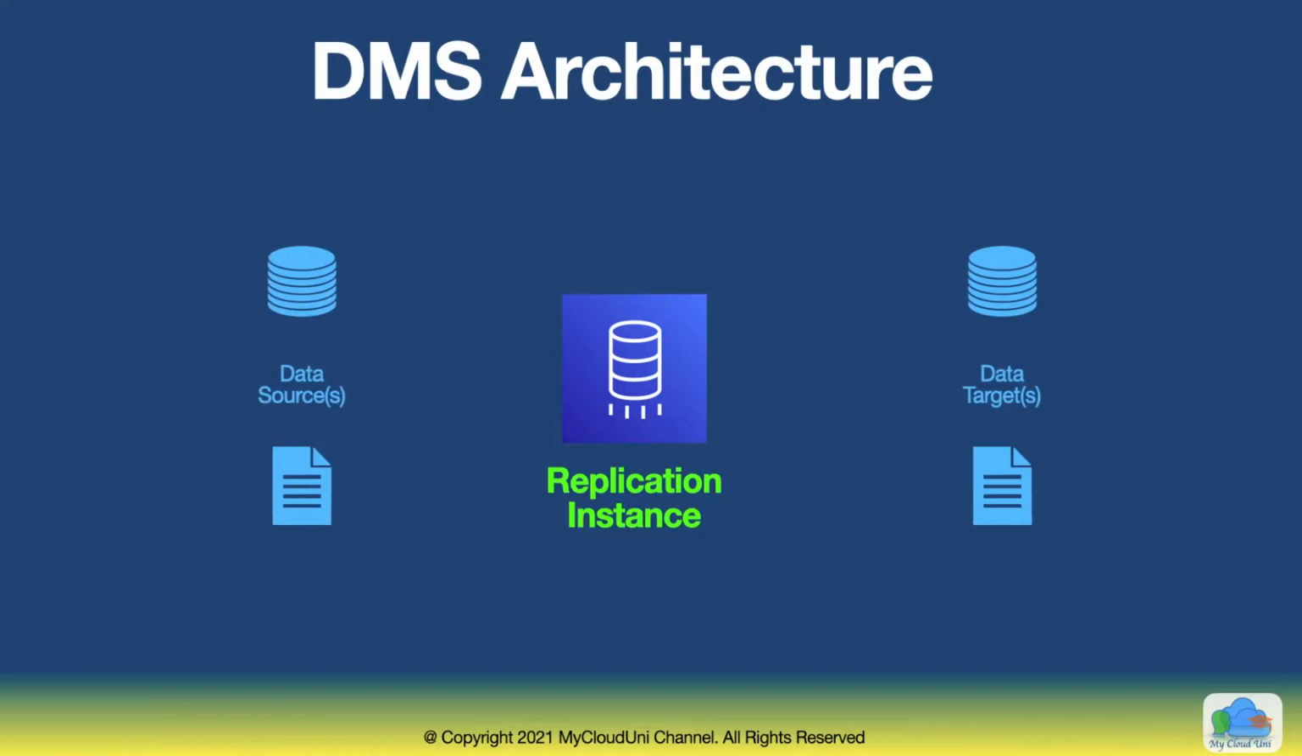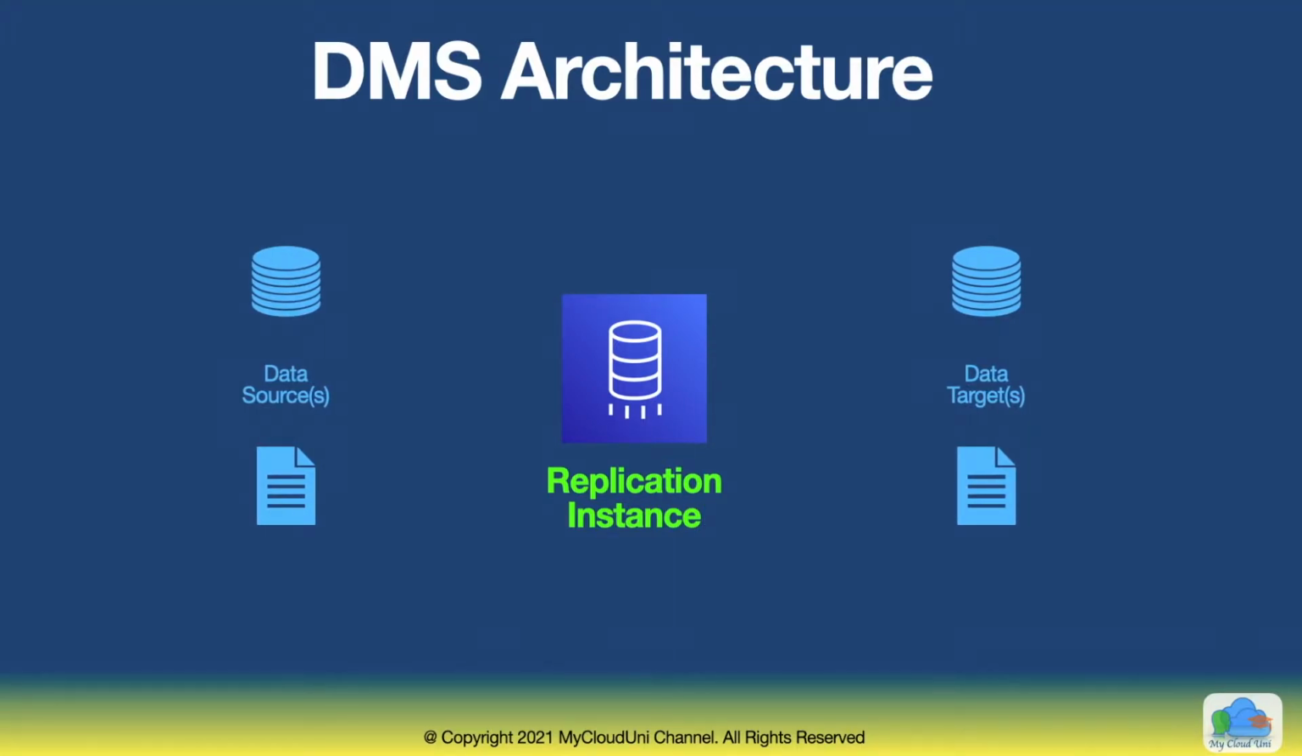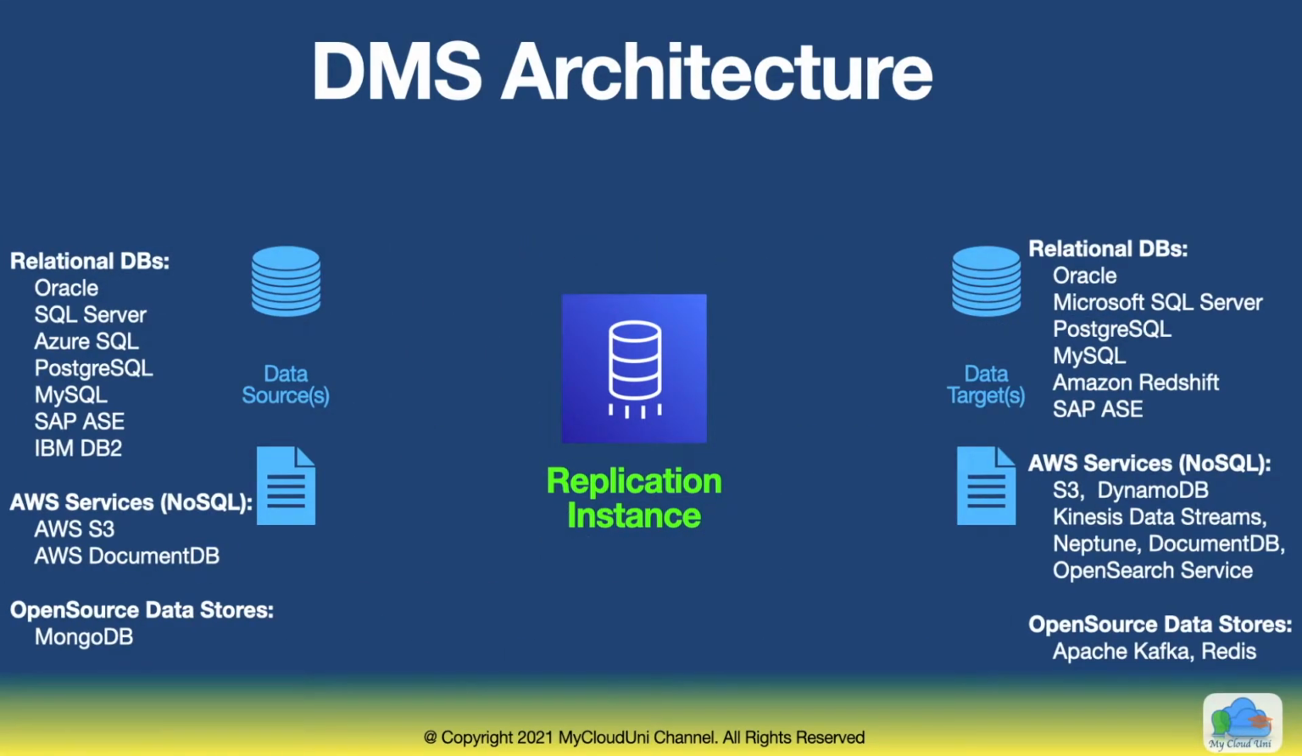And how this replication works is, let's say you've got a data source or multiple data sources and you've got targets. Essentially what the replication instance does is it reads from the data sources and it lets you write to the target destination databases. So what we are seeing on the left hand side are the currently supported data sources, which you can see are different types of databases, like the relational databases such as Oracle, SQL Server, Azure SQL, Postgres, and so on and so forth. Similarly, as a data source you can have an AWS data source such as S3 or DocumentDB.